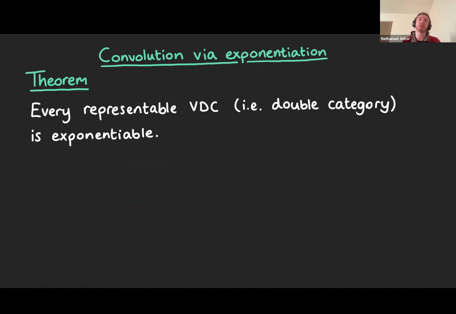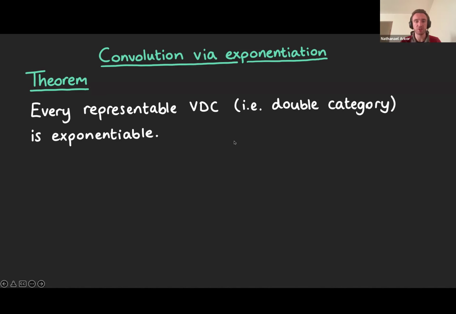Now, we come to the main theorem of the talk, and I'm going to give some examples. So the main theorem is that we have a similar story to the multi-categorical case. Just as every monoidal category, when viewed as a multi-category, was exponentiable, and the exponentiation captured convolution, so too is every representable virtual double category, i.e. an ordinary double category, an exponentiable virtual double category. And as we'll see on the next few slides, the exponentiation really does capture convolution in a very strong sense.